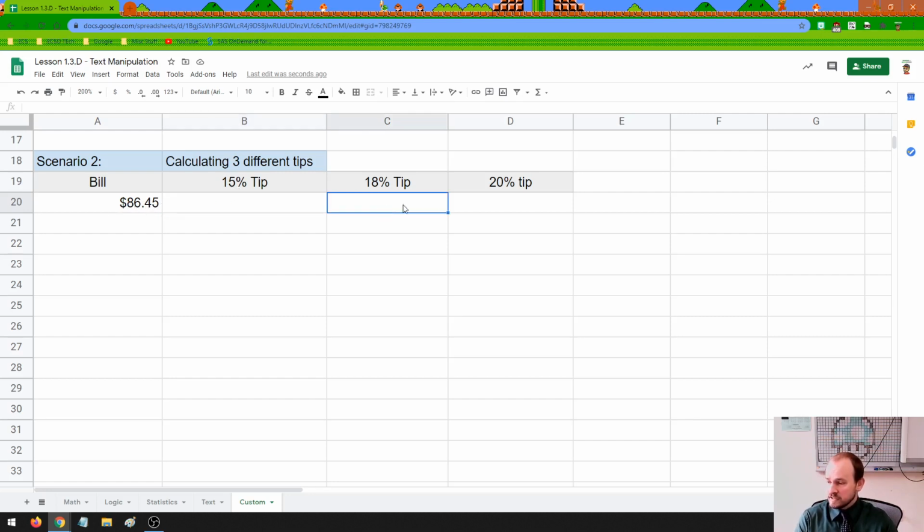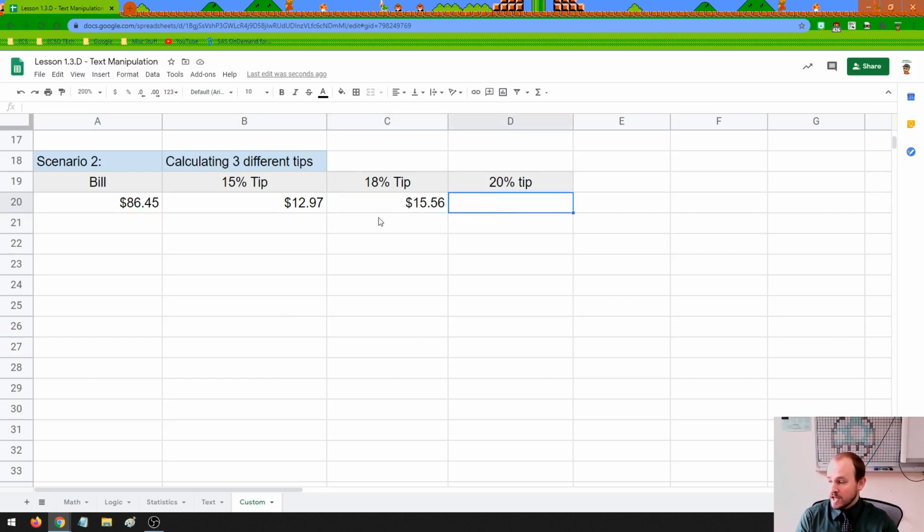So in order for us to calculate each of these tips, again, we just have to put in the custom formulas. So we can say equals this cell, click on A20, times, now 15%, remember we have to move the decimal 2 places, 0.15. And when I press enter, we get how much of a tip you should leave. You should probably round it up to $13 as a tip. We're going to do the same thing here, equals this cell times, this time it's 18%, so 0.18. And again, we get a much more generous tip of $15.56.